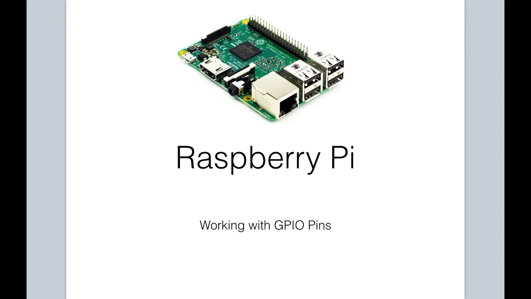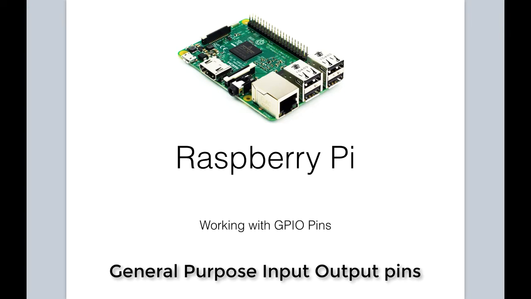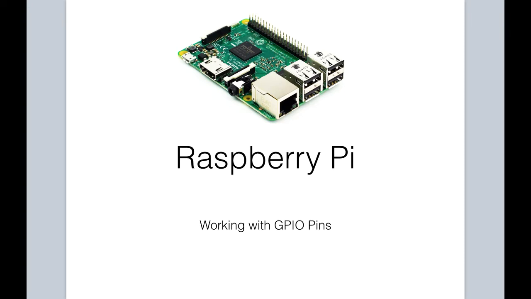Now we're going to dive into more detail on one of the features that makes Raspberry Pi very interesting and which in fact allows it to interact with the physical world. That is the topic of GPIO pins. GPIO, or General Purpose Input-Output pins, can be used as a mechanism for the Pi to interact with the real world in amazing ways.